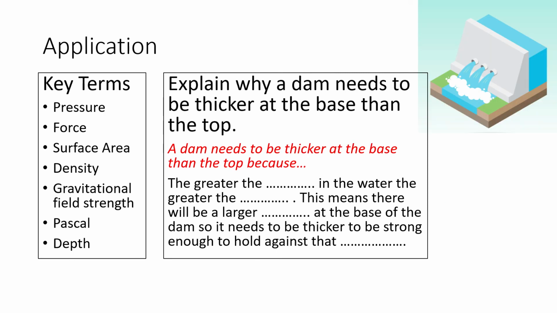Next, explain why a dam needs to be thicker at the base than the top. A dam needs to be thicker at the base than the top because the greater the something in the water, the greater the something. This means there will be a larger something at the base of the dam, so it needs to be thicker to be strong enough to hold against that something. Copy the question and complete this answer.